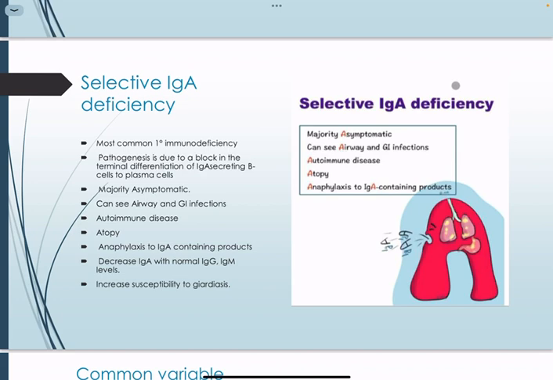So selective IgA deficiency, remember A: asymptomatic, the majority of them don't have any symptoms. A, airway and GI infections, they're liable to those infections if they are symptomatic. A, autoimmune disorder or disease. A, atopy, and anaphylaxis to IgA-containing products. Alright?